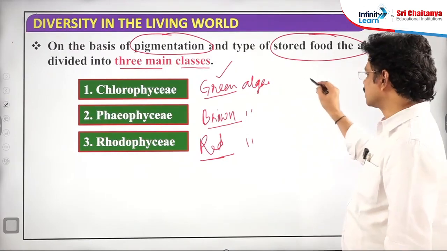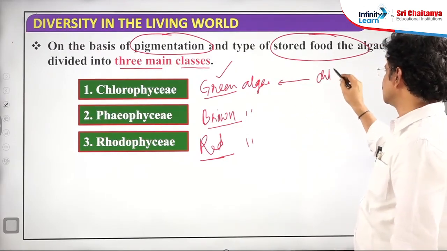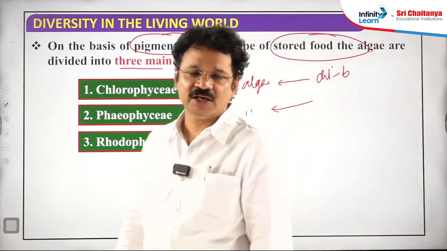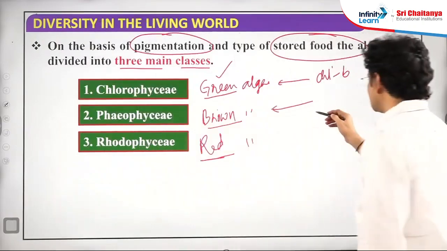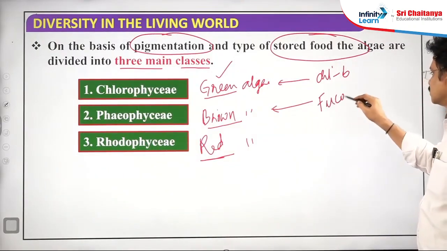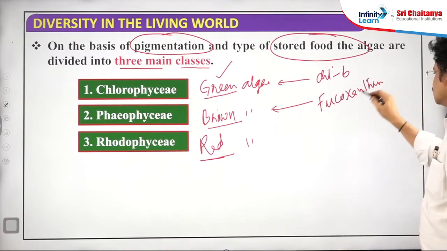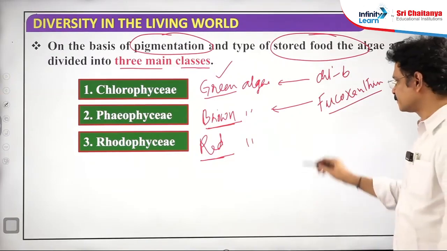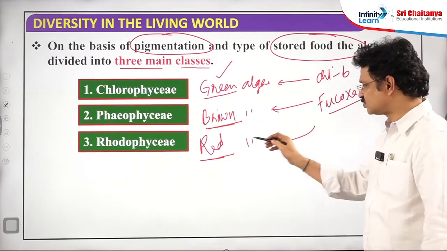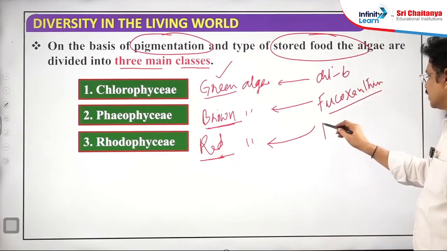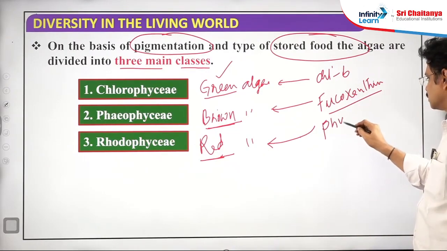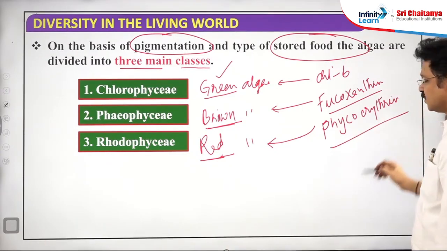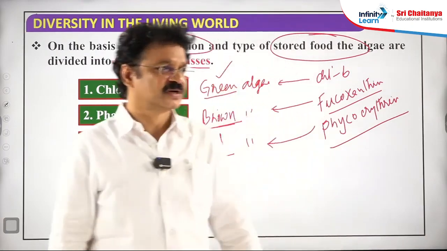What is the pigment that causes the green coloration of the green algae? Especially chlorophyll B, exclusive pigment. What is the pigment that causes the brown coloration of the brown algae? You learned in the last class, fucoxanthin. This fucoxanthin pigment causes the brown coloration of the brown algae members. Likewise, what kind of pigment leads to the red coloration of the red algae? Phycoerythrin. It is a specialized pigment found in algae only that causes red coloration.